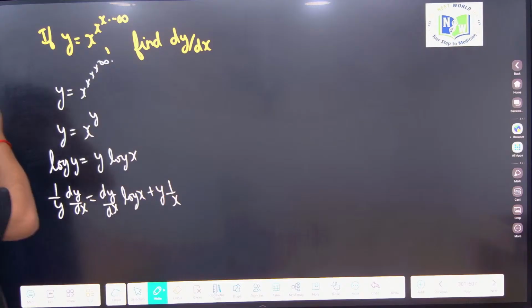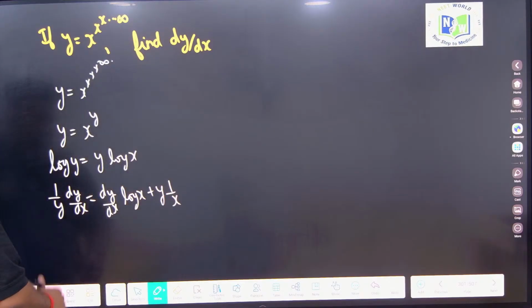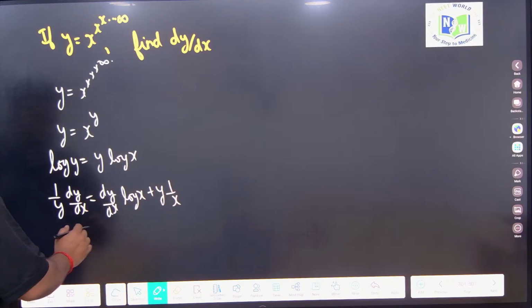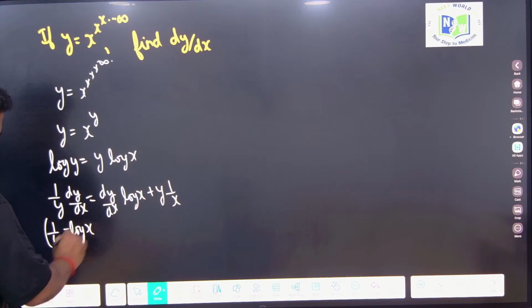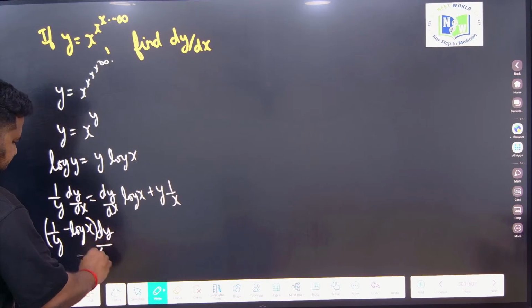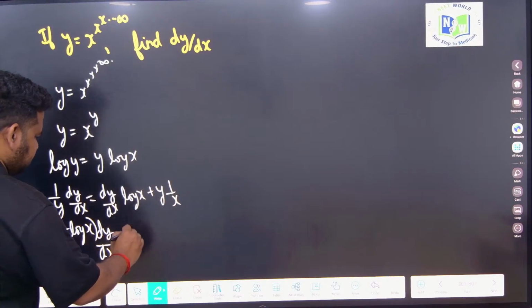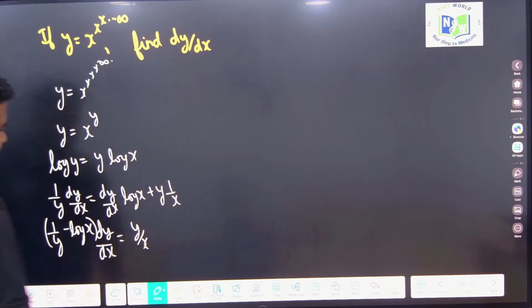Now let us bring all dy by dx terms to one side. What we will have is 1 by y minus log x, into dy by dx. I have taken dy by dx common directly. This is equal to y by x.